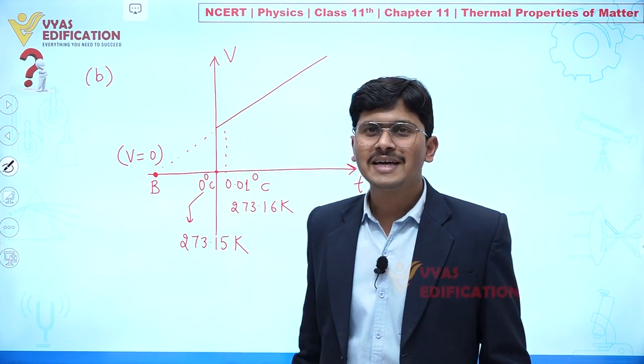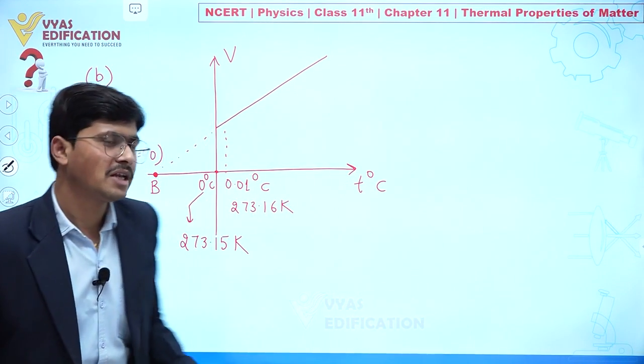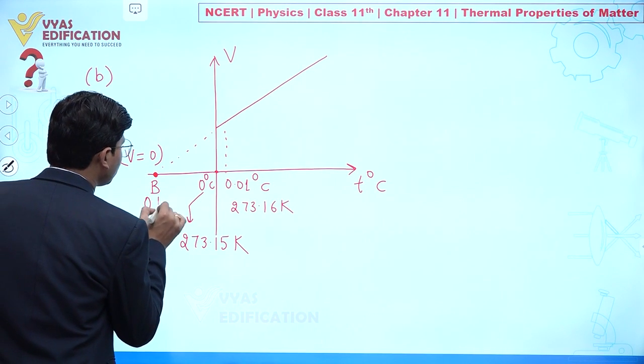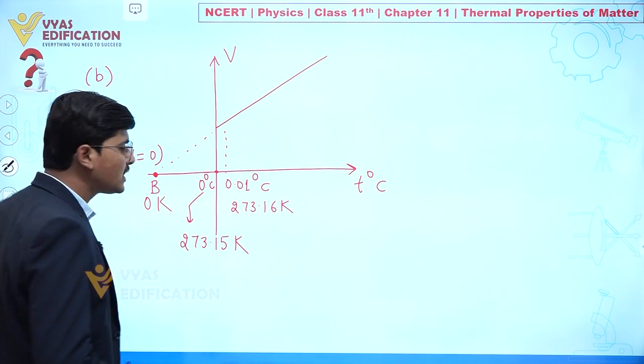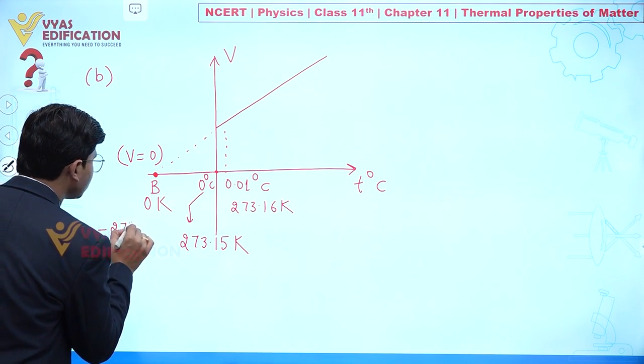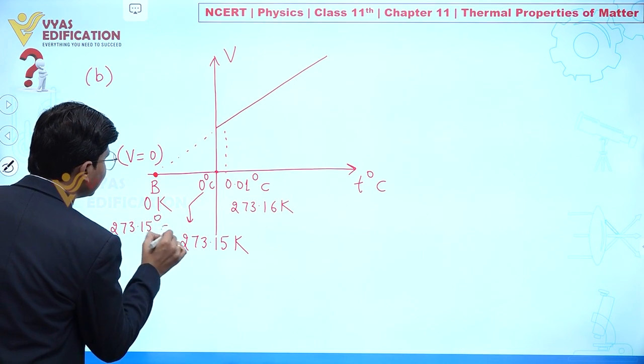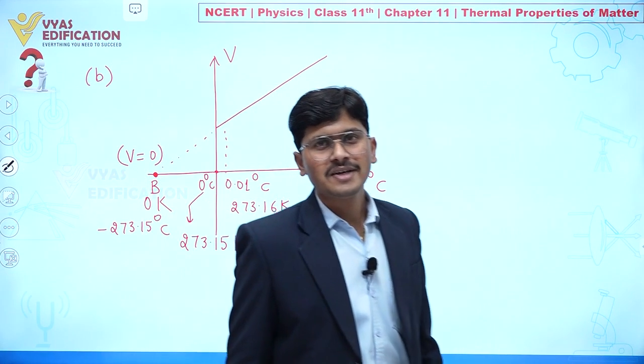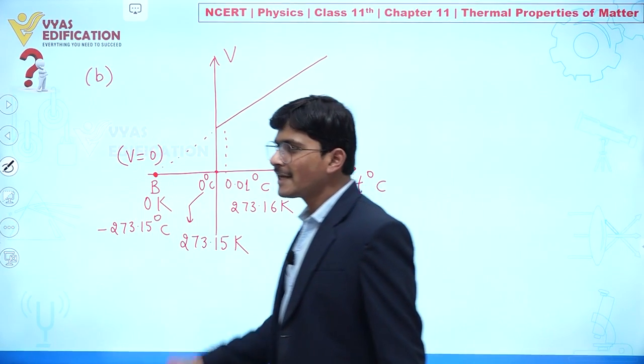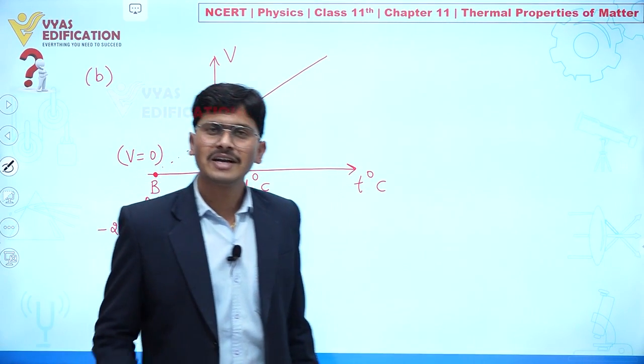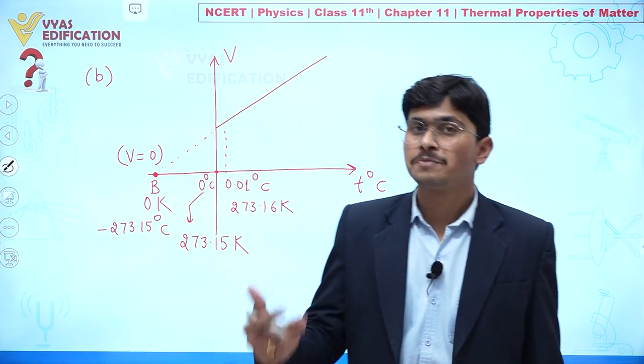But actually we can take one more fixed point here. And that point is actually 0 Kelvin, or you can say this is equal to minus 273.15 degree Celsius. Why am I taking 0 Kelvin as another reference for an absolute scale?